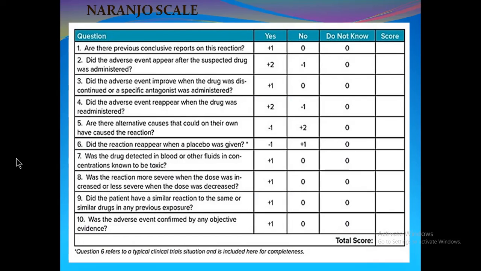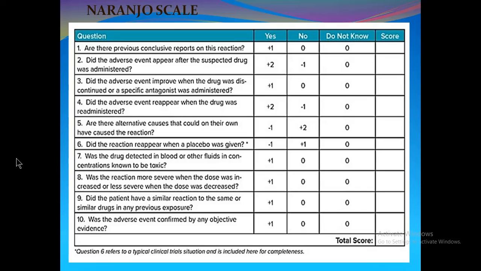Now look at this descriptive chart showing Naranjo's scale for causality assessment of suspected ADR reported. This scale consists of 10 different questions which have to be answered in yes, no, or do not know. For answer of each question, a definite score is there. Now we have a look at these questions with their respective scores.